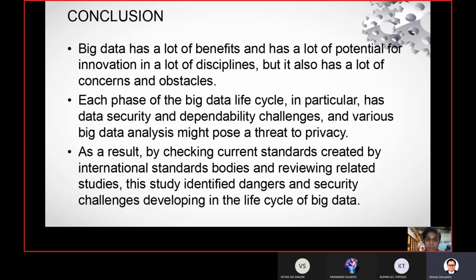Conclusion. Big data has a lot of benefits and a lot of potential for innovation in many disciplines, but it also has a lot of concerns and obstacles. Each phase of the big data lifecycle in particular has data security and dependability challenges, and various big data analysis might pose a threat to privacy. As a result, by checking current standards created by international standard bodies and reviewing related studies, each study identifies dangers and security challenges developing in the life cycle of big data. That's all, sir. Thank you.